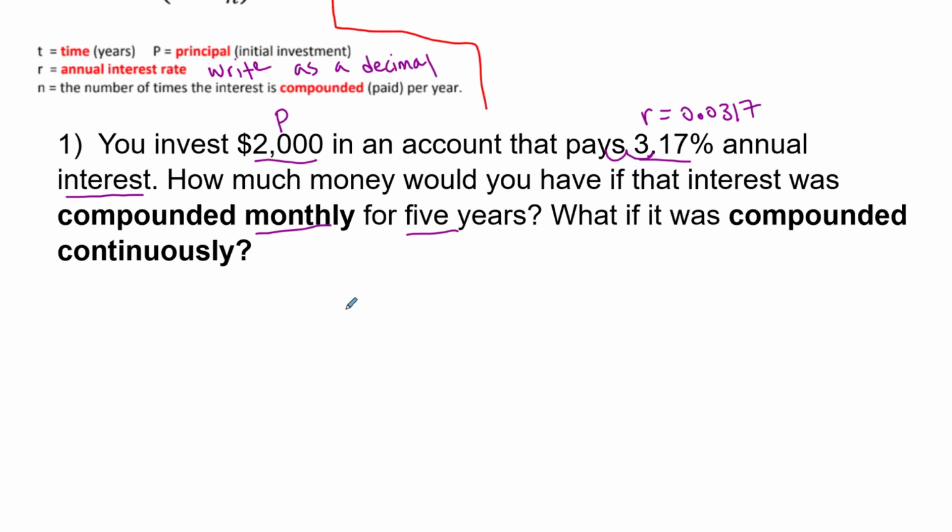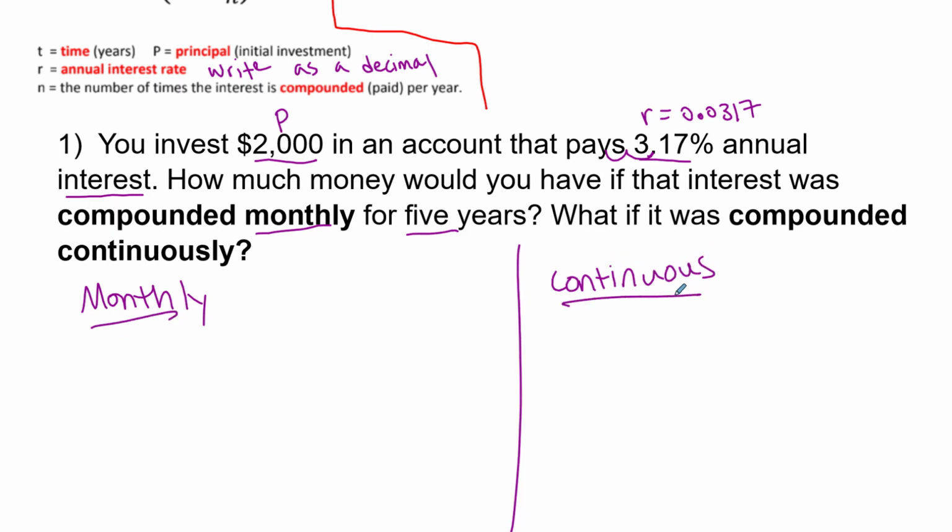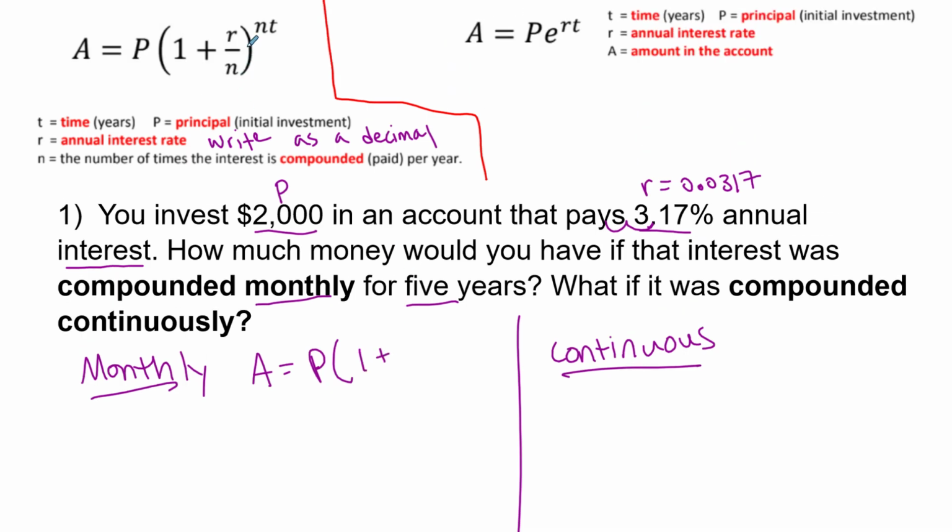So let's look at monthly first, and then we'll do continuous. The first thing I'm going to do is rewrite my formula: P times 1 plus r over n, to the nt. So we have P is 2,000. We have r, which is 0.0317.